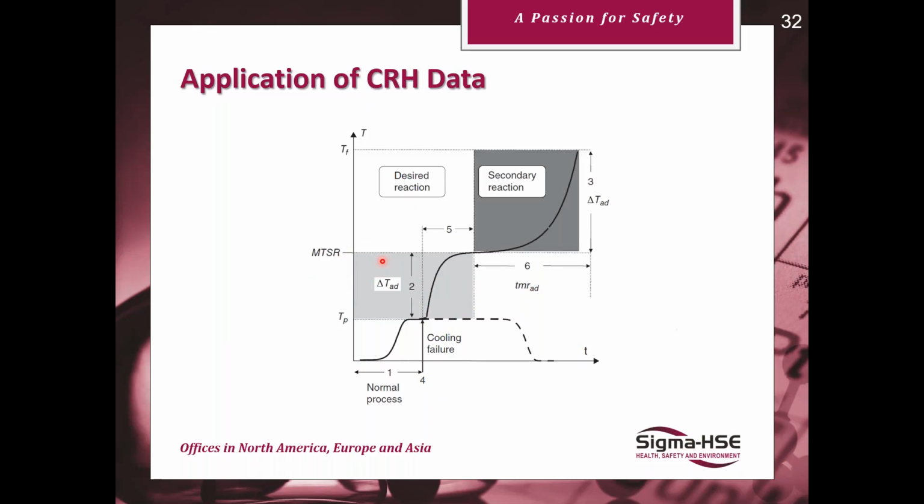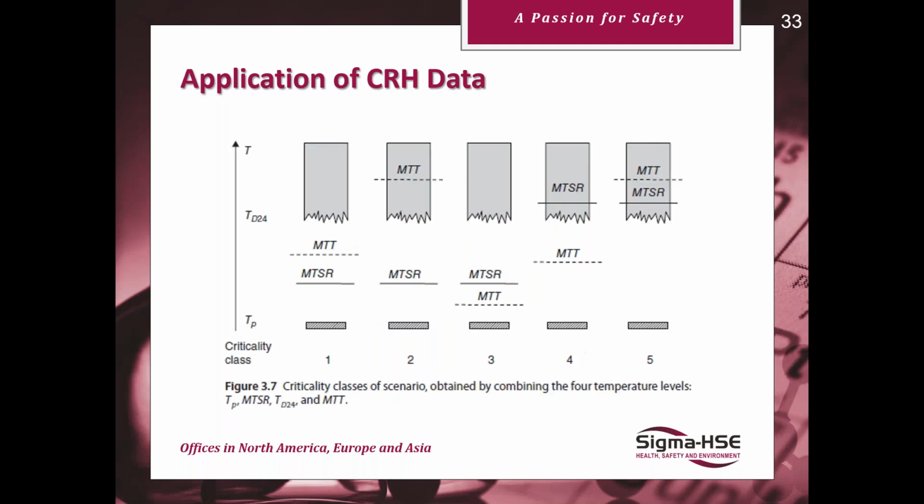We can then assess if this MTSR has a potential to trigger any secondary reactions, any decompositions, which can then lead to thermal runaway and that pressure generation that we talked about. So once we've obtained relevant data, we're then able to assign criticality classes by combining the 4 temperature levels.